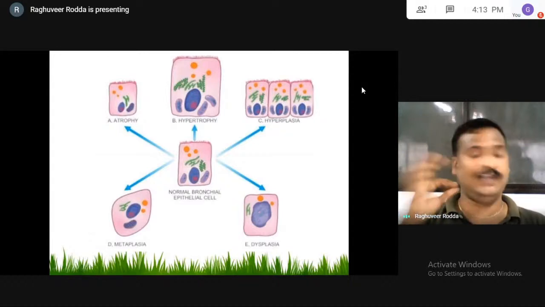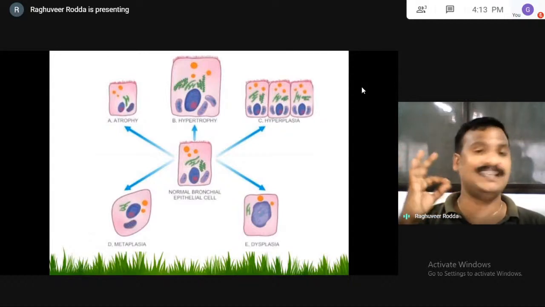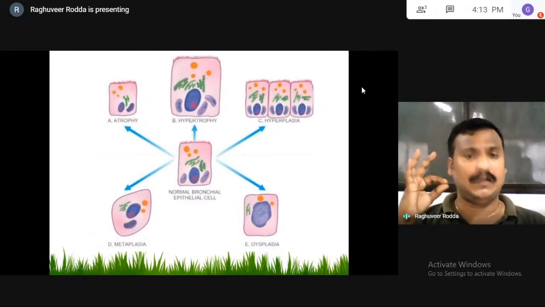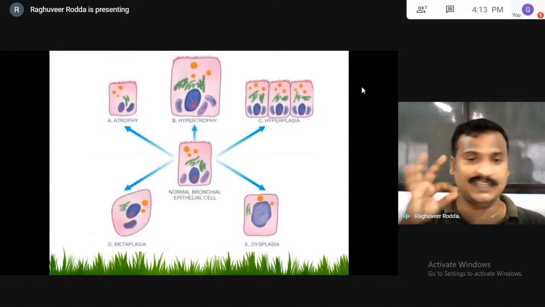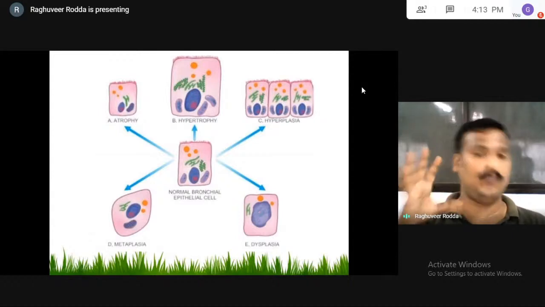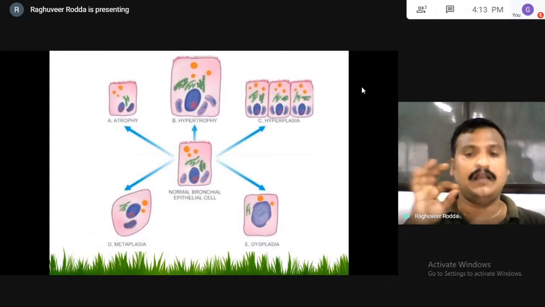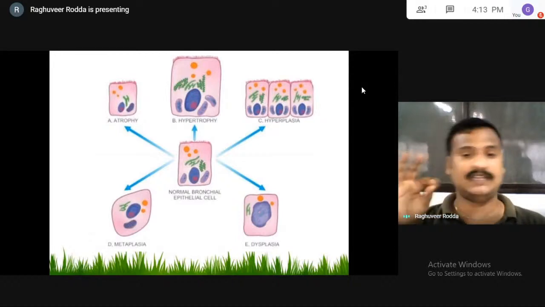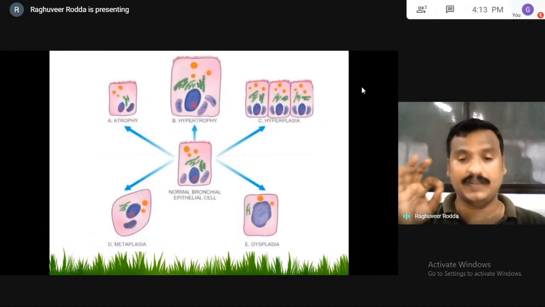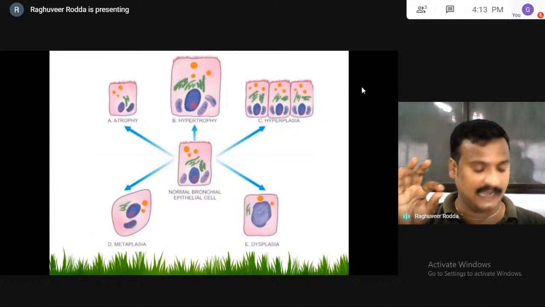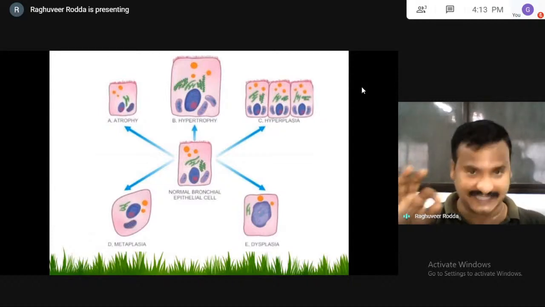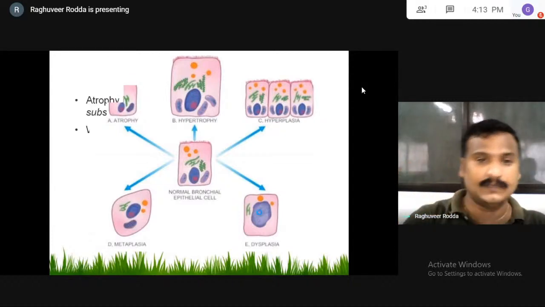Okay, this image will give a clear idea of what happens if the cell is under an adaptive, adjusted condition, by changing its structure and its intracellular components: atrophy, hypertrophy, hyperplasia, metaplasia, and sometimes there is one more important adaptive condition, which is called the dysplasia condition.